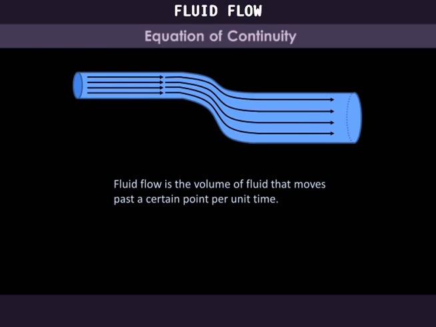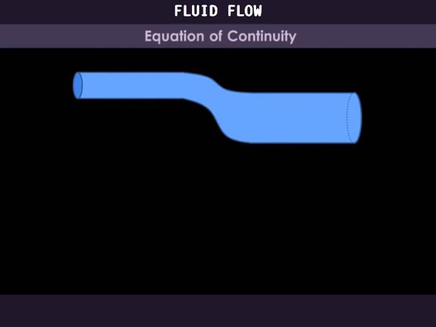This is represented as Q is equal to V over T, where Q is flow rate, V is volume in cubic meters, and T is time in seconds. So flow rate is given in meter cube per second. Let's take a section of the tube at this point. Cross-section area is A1 and length is L1.